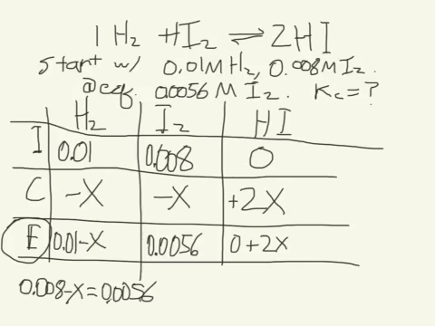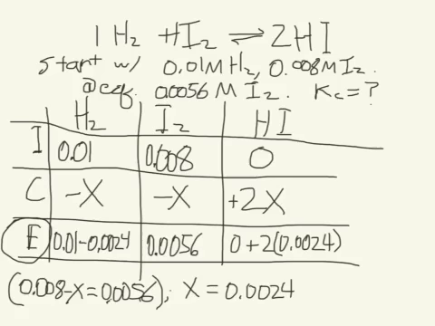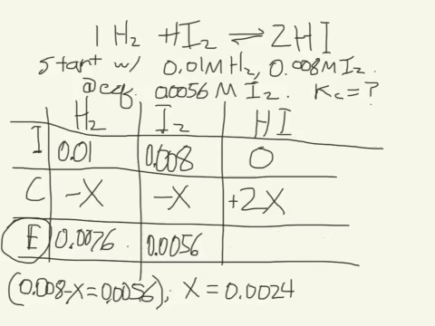Just looking at iodine, we can set up this equation, and solving for that, we find that x equals 0.0024. So we can replace x with that actual number in these equations for equilibrium concentration, like that. And doing the simple math, we find that our equilibrium concentration for hydrogen is 0.0076, and for the HI it's 0.0048.